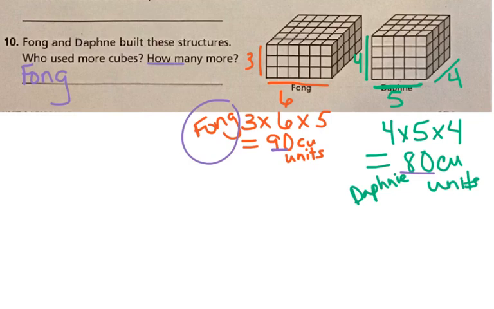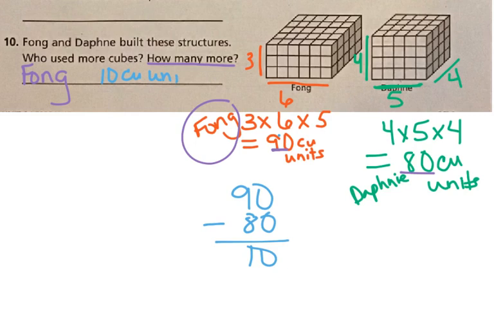But there's also a second part to this question, and it asks how many more. In order to figure out how many more, we need to take how many Daphne had and subtract that from Fong's total, and that's just 90 minus 80, which is equal to 10. So 10 cubic units more.